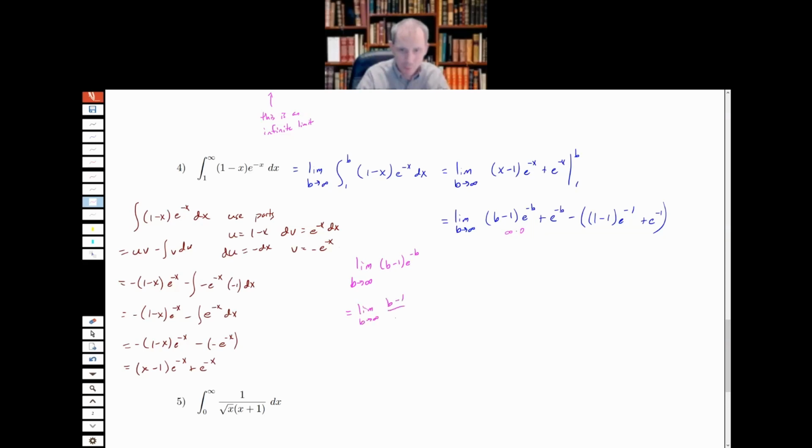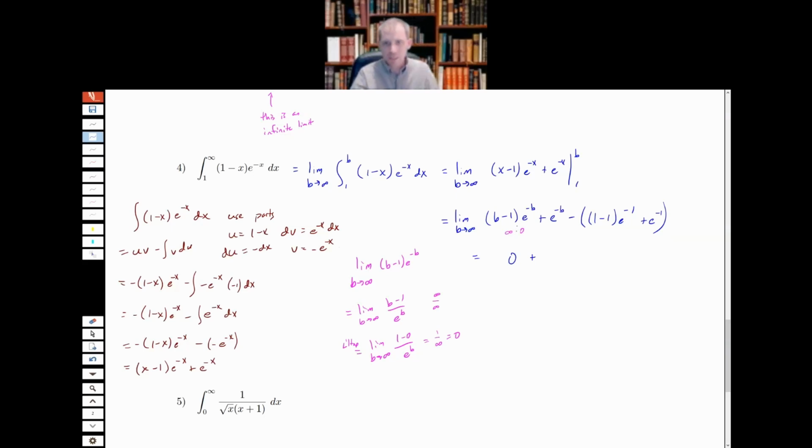So I'm going to have b minus 1 over e to the b. And now I have an infinity over infinity case, so I use L'Hopital's rule. So that gives me a new limit. The derivative of b minus 1 with respect to b is going to be 1 minus 0. The derivative of e to the b is e to the b. And now when I go to plug in, the numerator I just have 1, and the denominator, as b goes to infinity, e to infinity is going to give me infinity. 1 over infinity is 0.